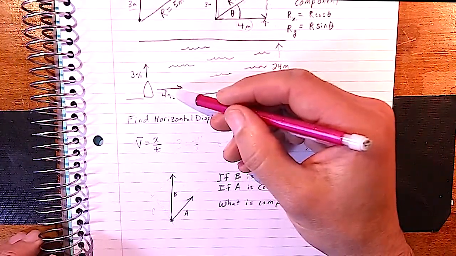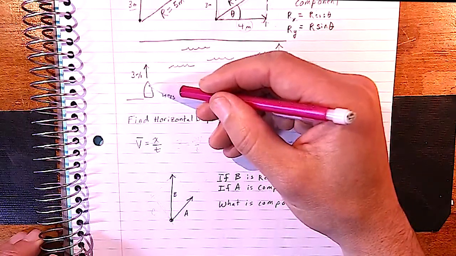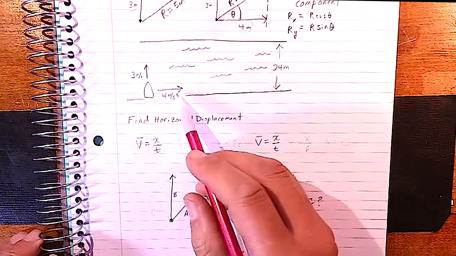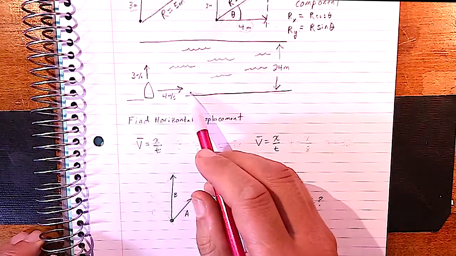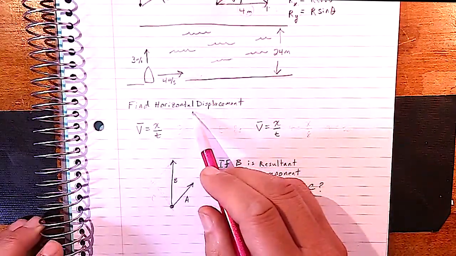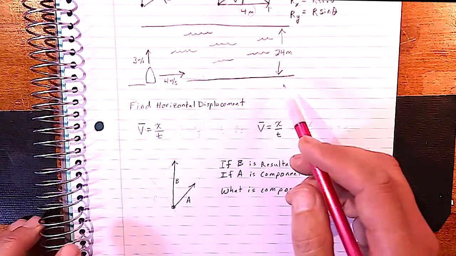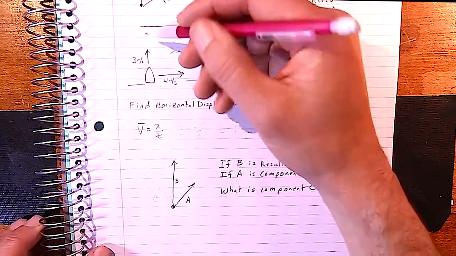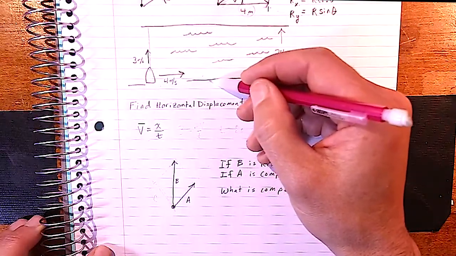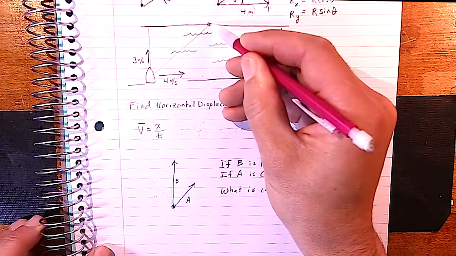Let's say we have a boat that's crossing a river. The motor pushes the boat so that the boat travels at 3 meters per second across the river. But the river is flowing east at 4 meters per second. The question is, how far does the boat get displaced horizontally? In other words, what's going to happen? As the boat travels in this direction, it's also moving in this direction. So the boat's going to end up somewhere over here.